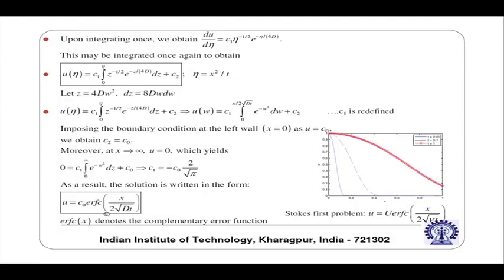The equivalent solution of the Stokes first problem was u equal to u 0 into complementary error function. Complementary error function is 1 minus the error function, equal to complementary error function of x by 2 root nu t, where nu is the kinematic viscosity.